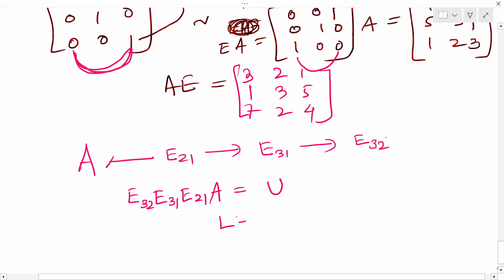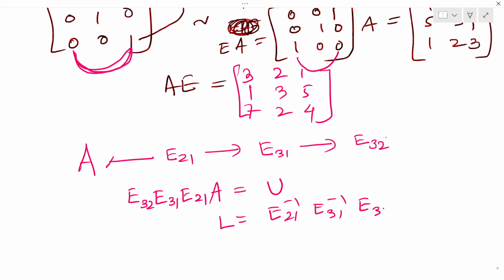Then, what is my lower triangular matrix? It is in reverse order. So E21 inverse, E31 inverse, E32 inverse, U. So L is, that U will not be there. As L is required, this is nothing but your L into U. So A is equal to LU. Whatever is here, its inverse I will write here, then it is my L. So I got my L.